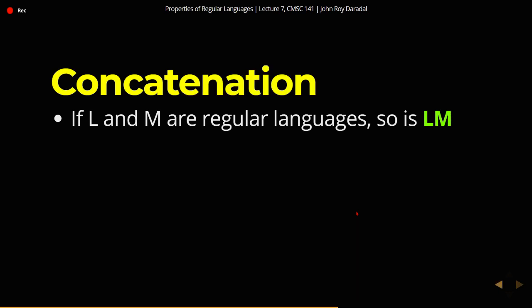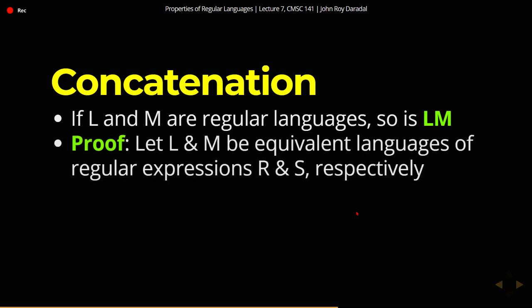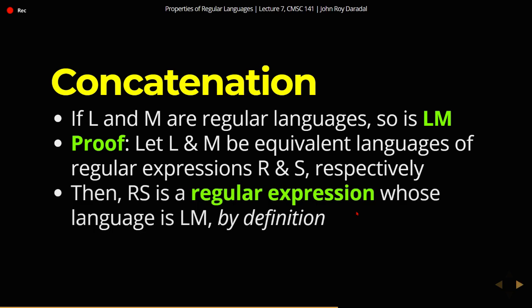With the same idea, we can prove that concatenation is also part of the closure for regular languages. If L and M are regular languages, so is the concatenation LM, and we'll also use the regular expressions for the proof. If R and S are their regular expressions, then we can just use R concatenated with S as a regular expression for the language LM. And this is a valid regular expression by definition because concatenation is a basic operation for regular expressions.